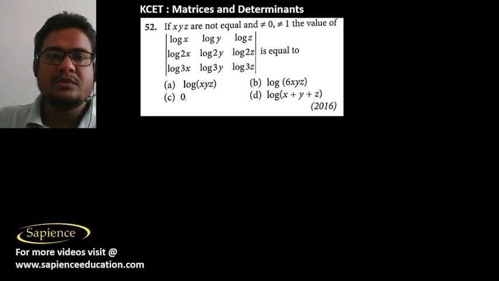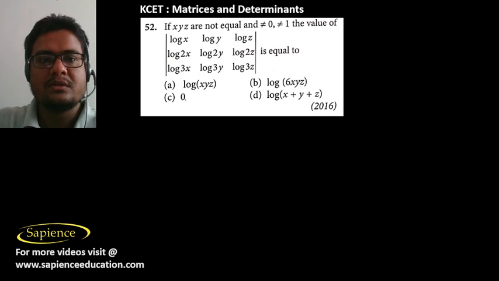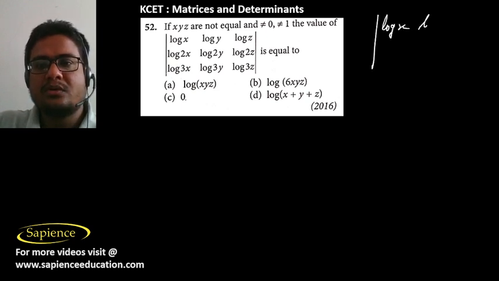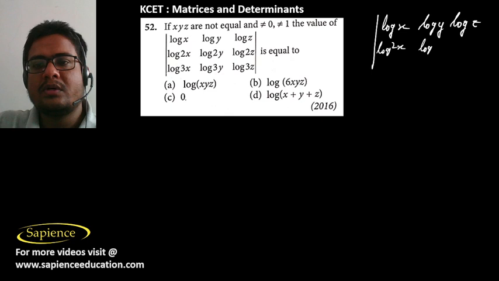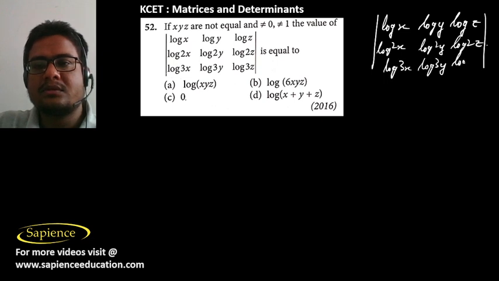Then in question number 52, it is told if x, y, z are not equal and not equal to 0 and not equal to 1, then find the value of the determinant with rows log x, log y, log z; log 2x, log 2y, log 2z; log 3x, log 3y, log 3z.